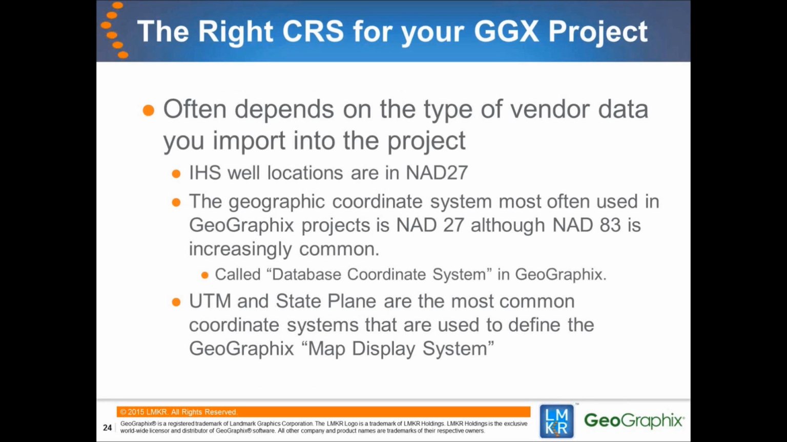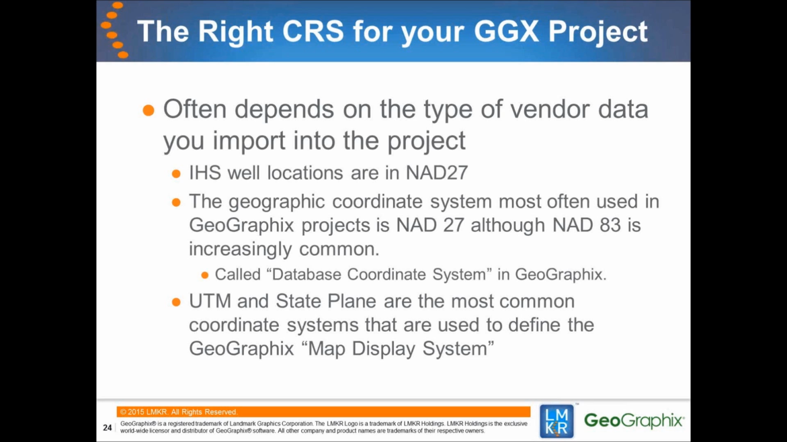Okay, so what kind of coordinate reference system is right for your Geographics project? Well, really, it often depends on the type of vendor data that you want to import into it. IHS well locations are typically in the North American Datum of 1927. Obviously, we've been drilling wells in North America for a very, very long time, even before 1927. So a lot of the historical data, especially the spatial data for our well spots, are referenced to NAD 27, the North American Datum of 1927.